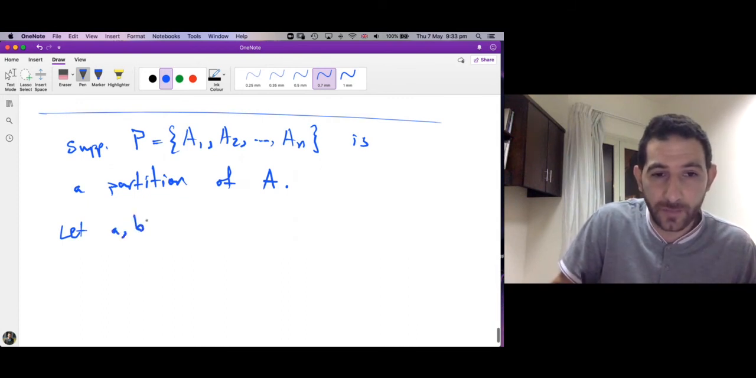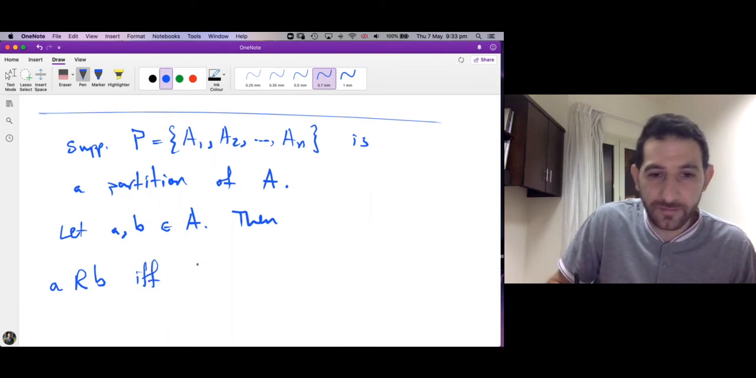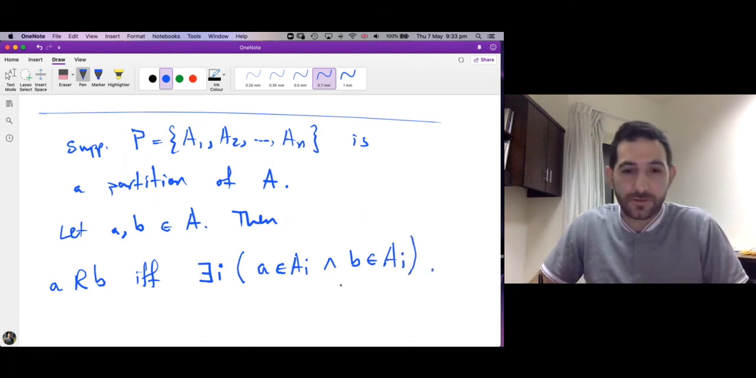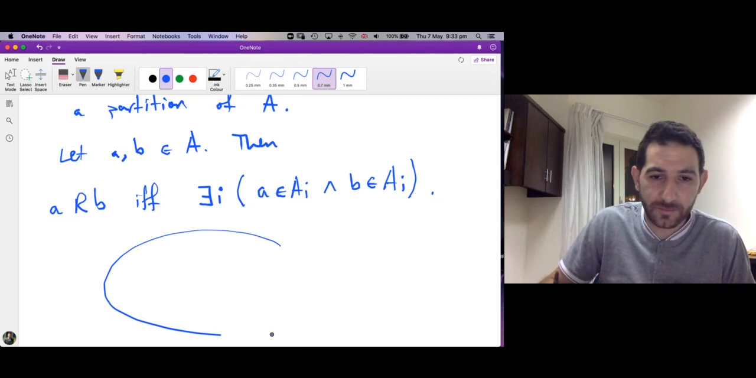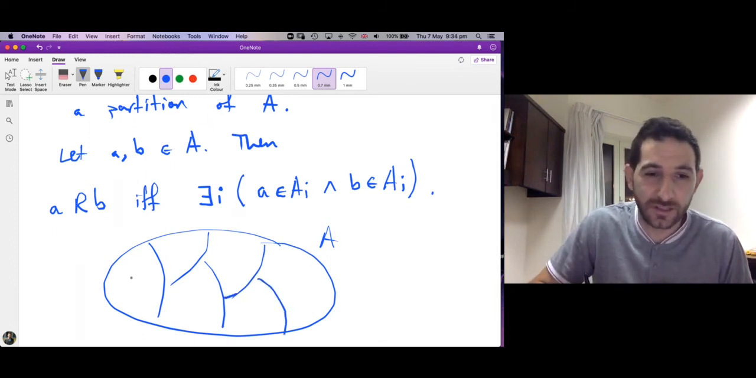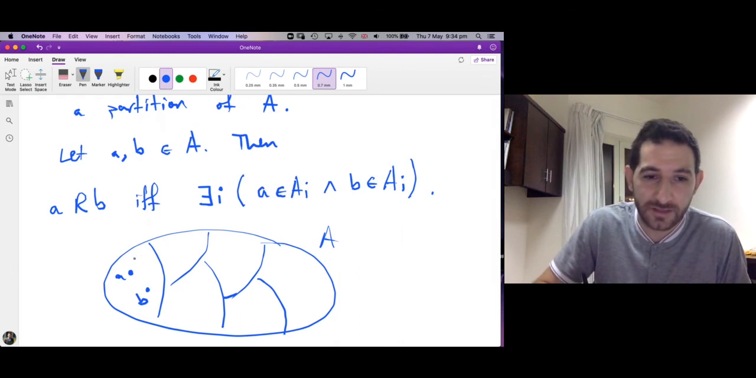Okay, let a, b belong to A. Choose any elements, then we define a to be related to b if and only if there exists some subset Ai such that a belongs to Ai and b also belongs to Ai. So this is what we are doing in this part. We have A and we are given a partition of A. Then from this partition, we will define an equivalence relation by saying a is related to b if they belong to the same part. So here is, say, A1.